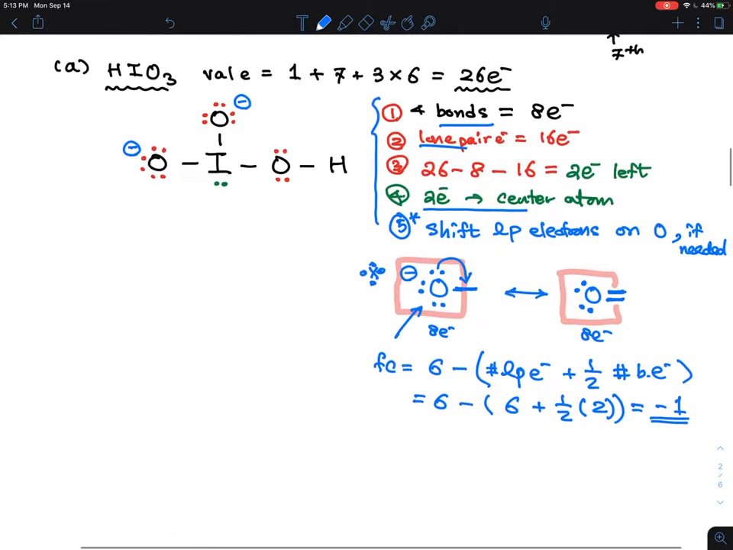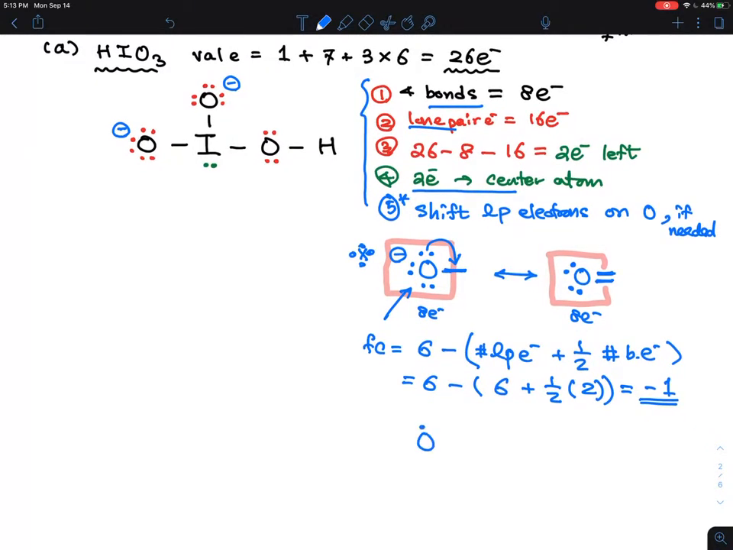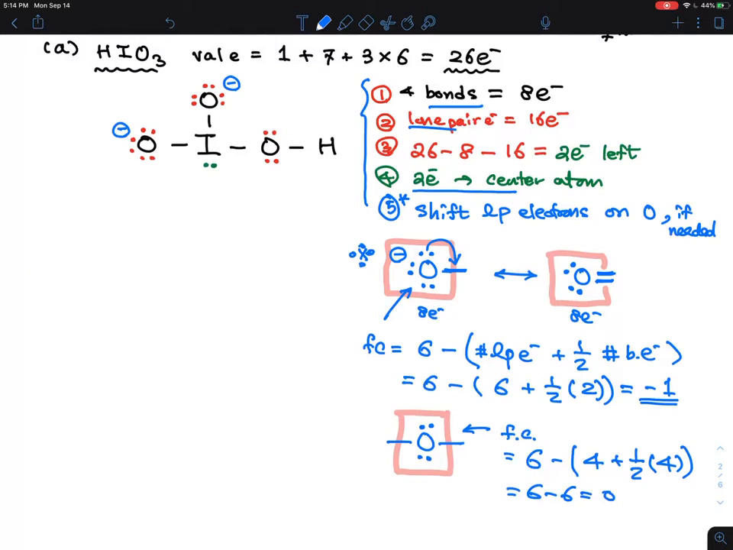What about the one in the middle? If you're looking at this unit, I'm just looking at these atoms. For the formal charge, the number of valence electrons is 6, the number of lone pair electrons is 4, and half of the bonding electrons: there are 2 bonds, 4 electrons, so 2. This means 6 minus 6, that's a 0. So this is actually neutral. It has no formal charge.